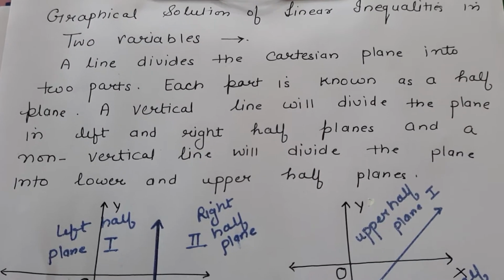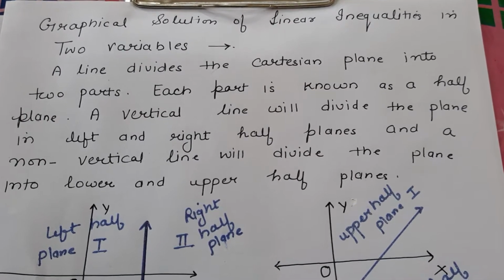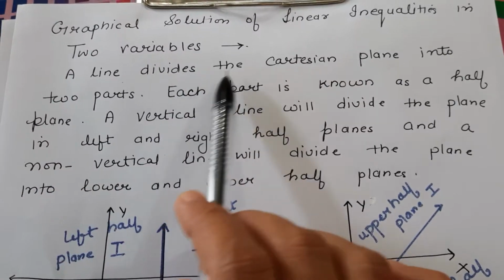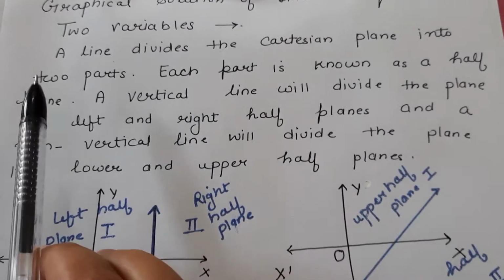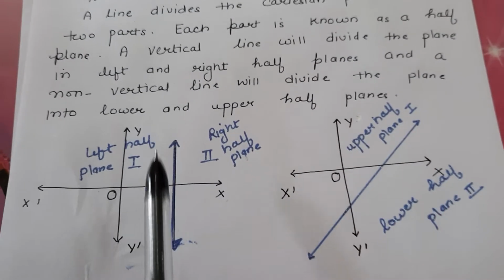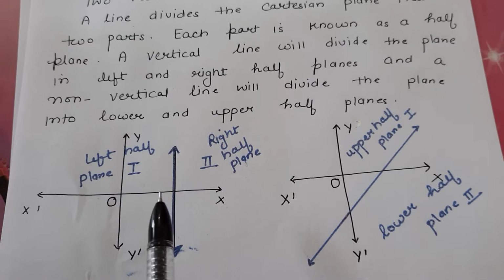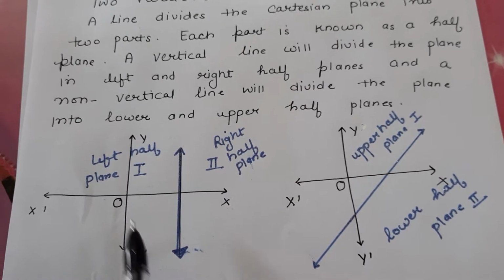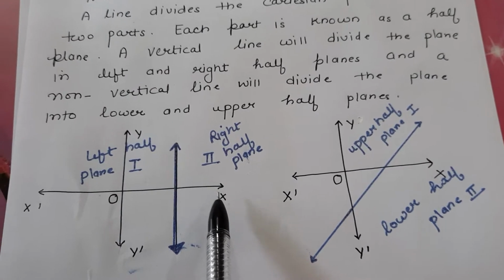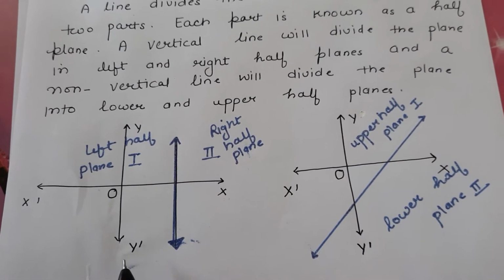Welcome students. In this video, I am going to discuss the graphical solution of linear inequalities in two variables. We know that a line divides the Cartesian plane in two parts and each part is known as the half plane. Just look here. Here I have drawn the coordinate system. This is x-axis and this is going to be y-axis. This is your origin. Now to the right of origin, x is positive. Here x is negative. Above the origin, y positive and here y negative.